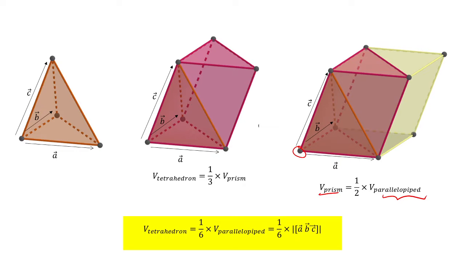So 1/6 times the modulus of the scalar triple product. It's important to write the modulus here because the scalar triple product can give you positive or negative results, but then you only have to think of volume in terms of a positive quantity.